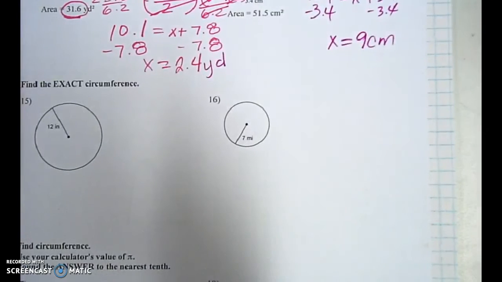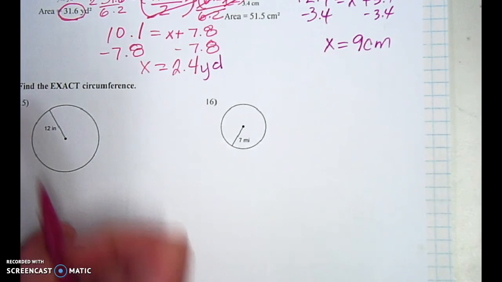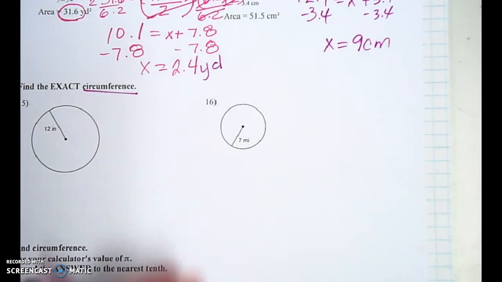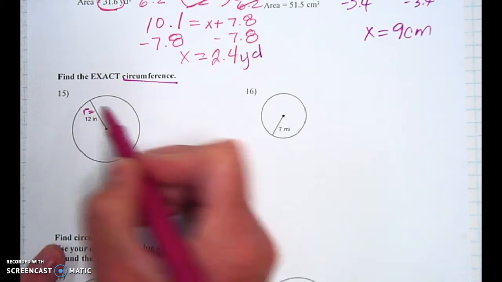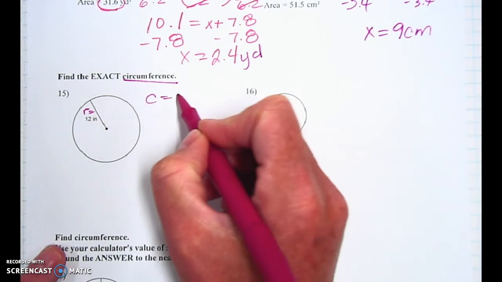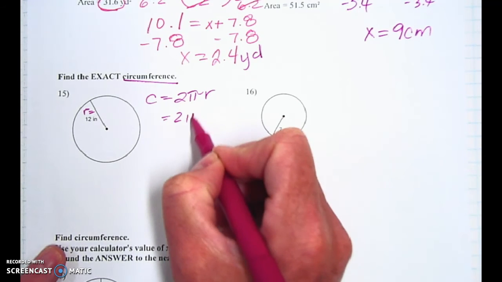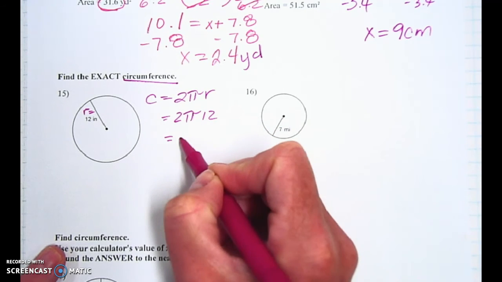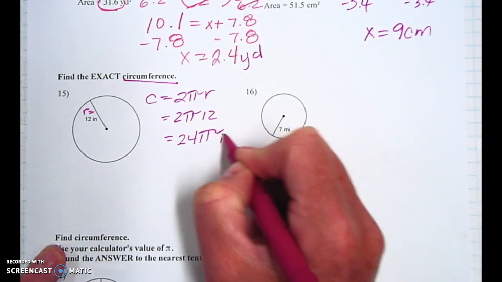All right, moving on down to number 15. Find the exact circumference of that circle. So the circle has a radius of 12, and the circumference formula, we're going to use the one with the radius, which is 2 pi r. So we simply plug in that 12, and 2 times 12 is 24. So we have 24 pi, and that's in inches.